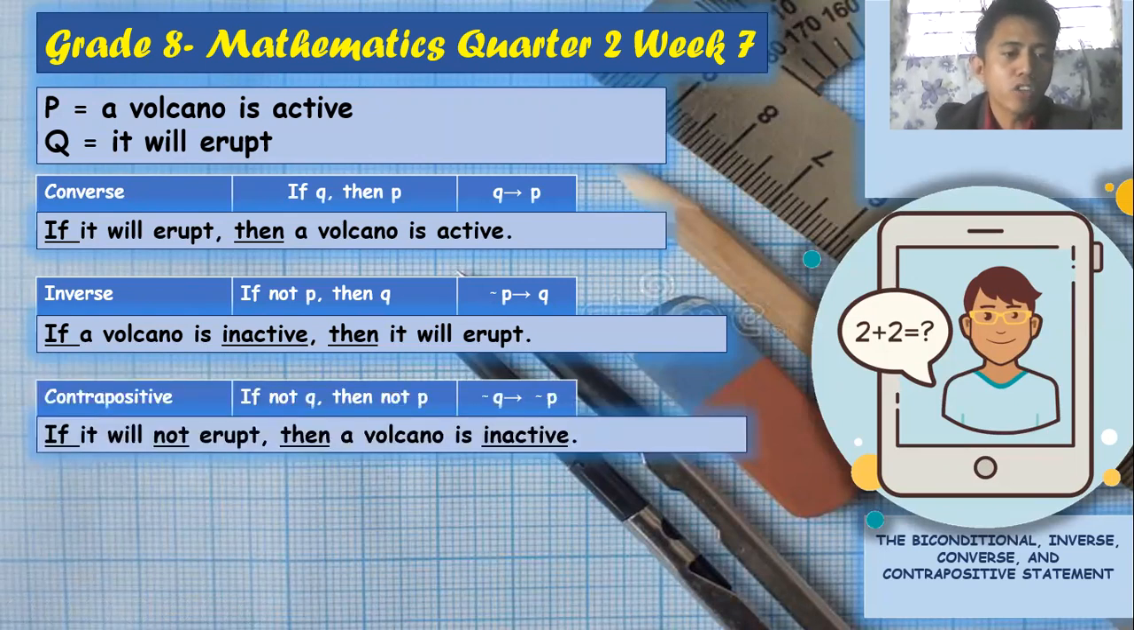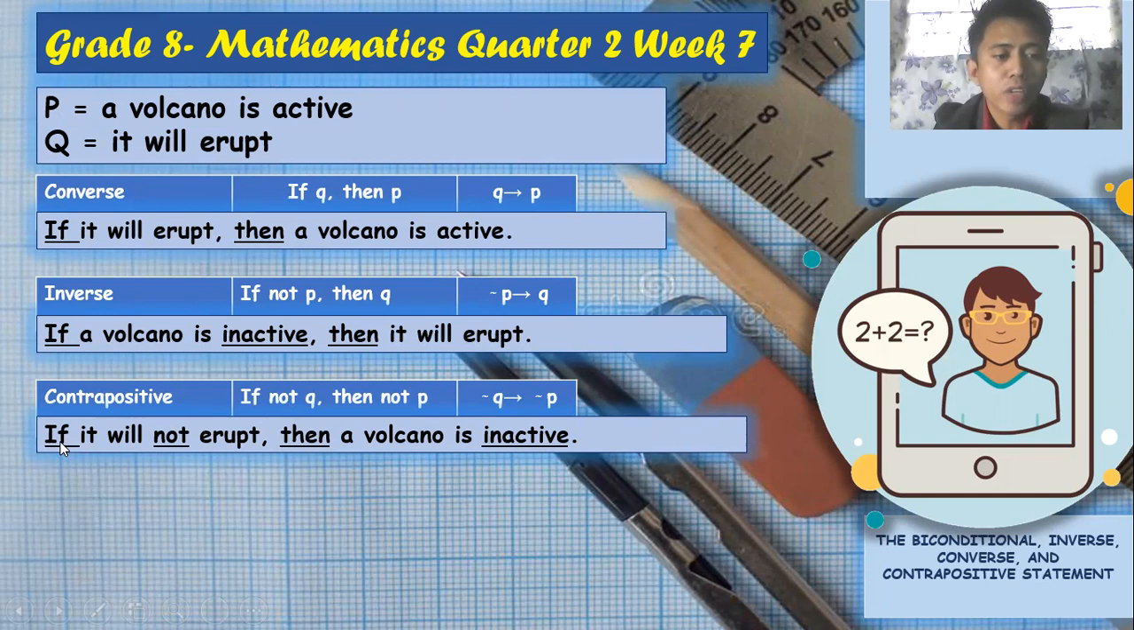Okay, let's proceed with the contrapositive statement, using the contrapositive pattern: if not Q, then not P. Here in a contrapositive statement, it is very important for us to identify the negation of both P and Q. However, the negation of Q will come first before the negation of P. Let's follow this pattern. If, copy the word if, then the negation of Q. What is the negation of Q? The opposite of Q, it will erupt, is it will not erupt.